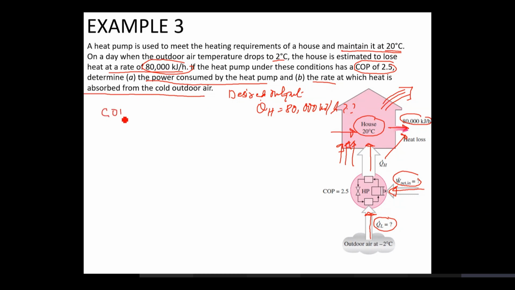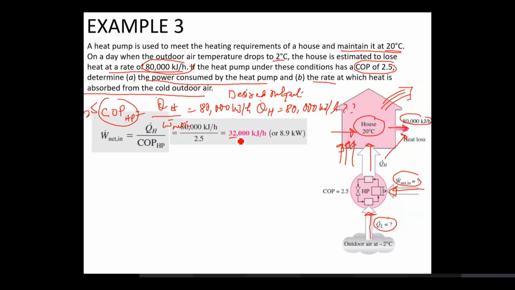Yes, COP of heat pump is essentially Q dot H over work dot net in. Q dot H is 80,000 kilojoules per hour. COP given to you is 2.5. You just have to divide and it would give you 32,000 kilojoules per hour or 8.9 kilowatts. It is the power of the heat pump that is required to maintain the temperature at 20 degrees centigrade of the house.